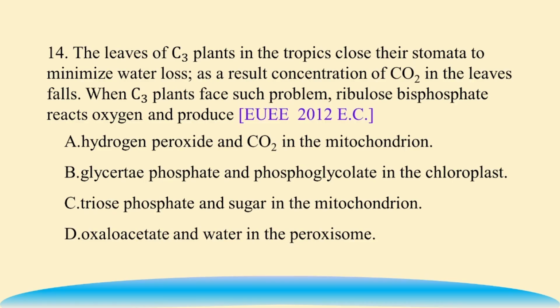Question number 14. The leaves of C3 plants in the tropics close their stomata to minimize water loss. As a result, carbon dioxide concentration falls. When C3 plants face this problem, ribulose bisphosphate reacts with oxygen and produces A. Hydrogen peroxide and carbon dioxide in the mitochondrion. B. Glycerate phosphate and phosphoglycolate in the chloroplast. C. Triose phosphate and sugar in the mitochondrion. D. Oxaloacetate and water in the peroxisome.